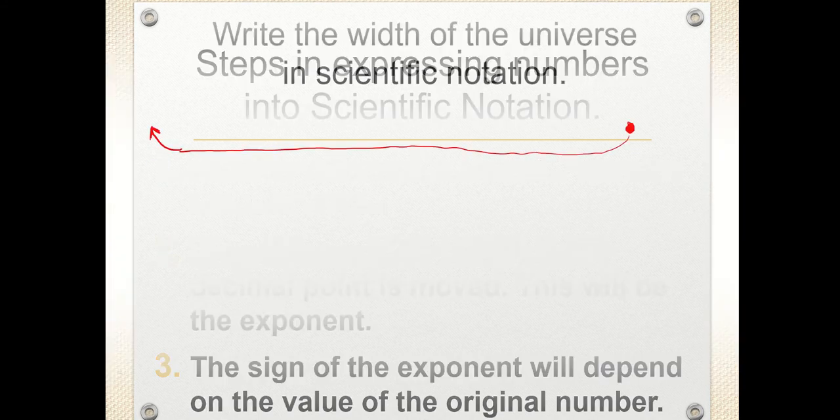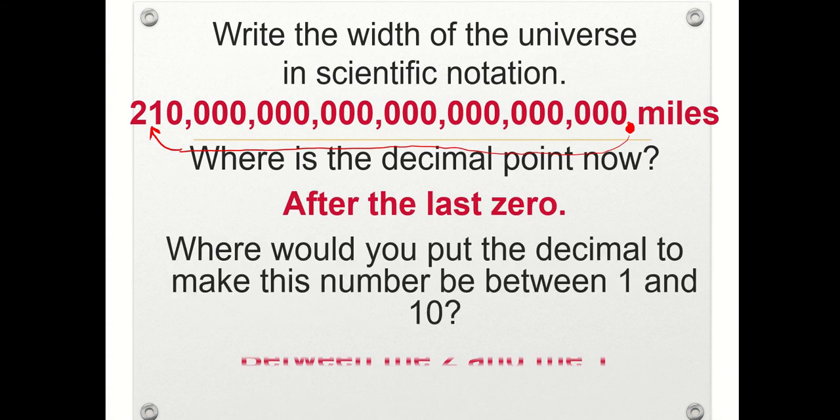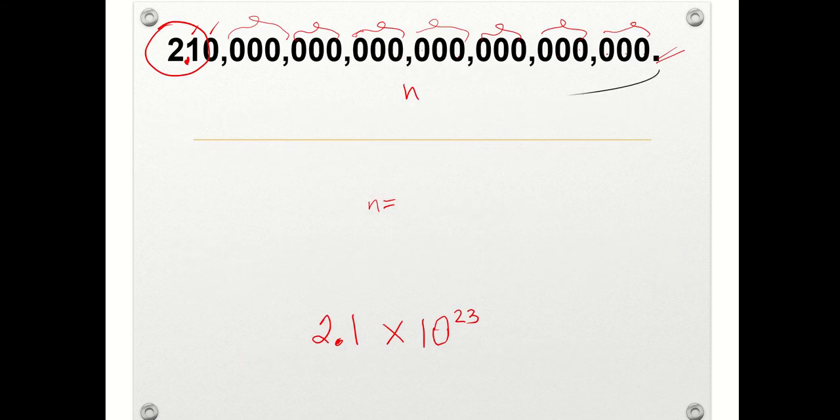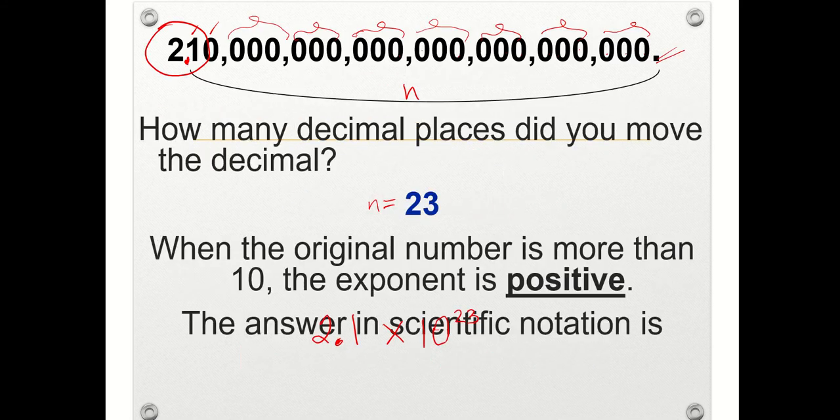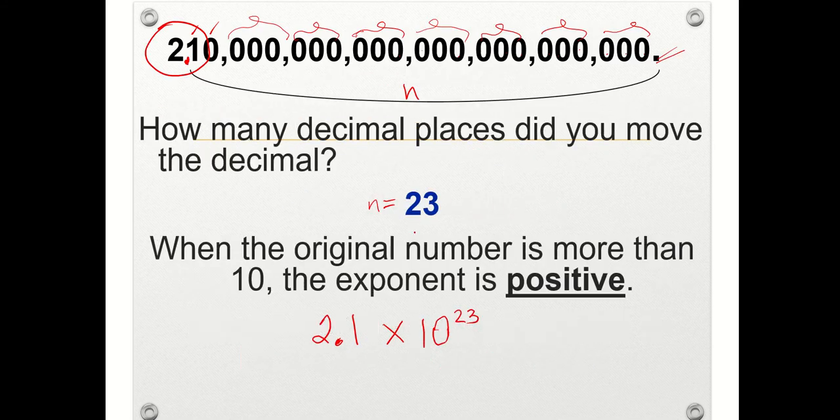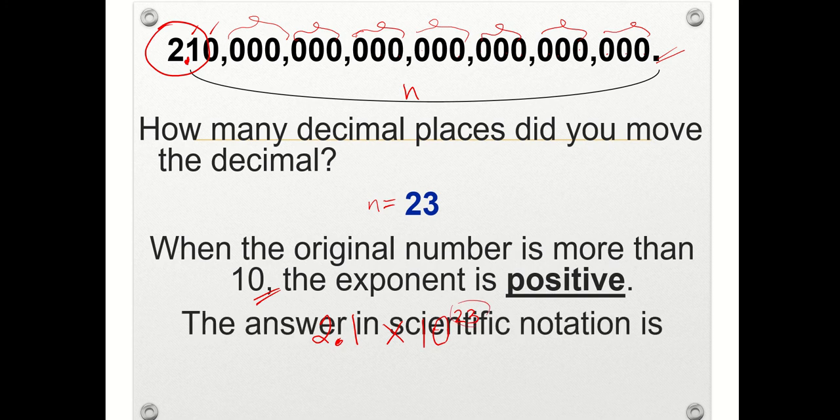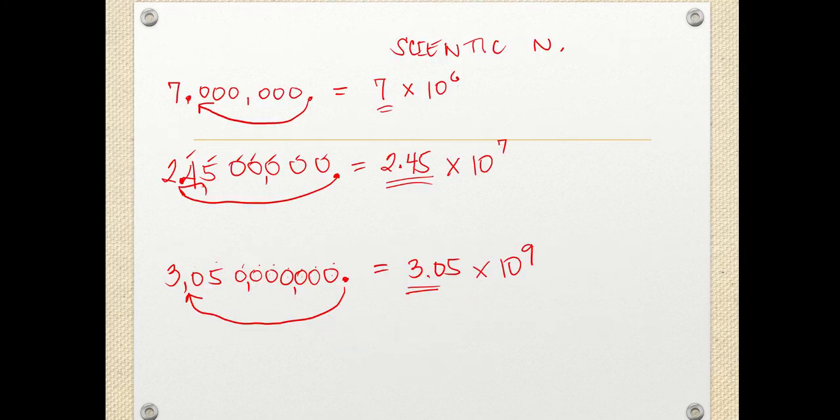Kung greater than 10, meron tayong mga examples dyan. Kapag po greater than 10 yung given number, kagaya nito, syempre mas malaki talaga yan sa 10, positive ang exponent mo. Ayan, nagbigay tayo ng examples.